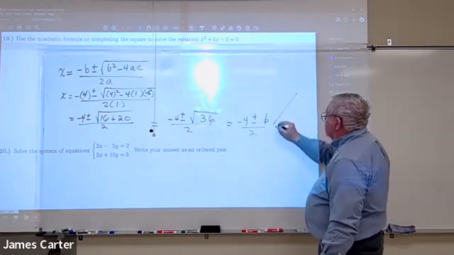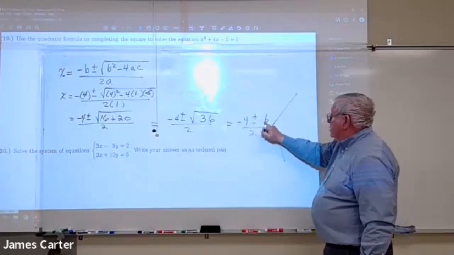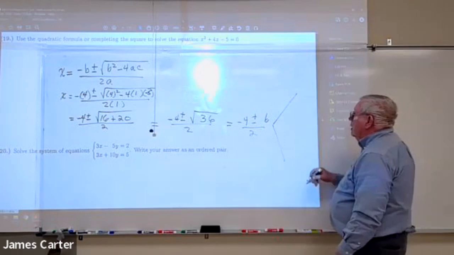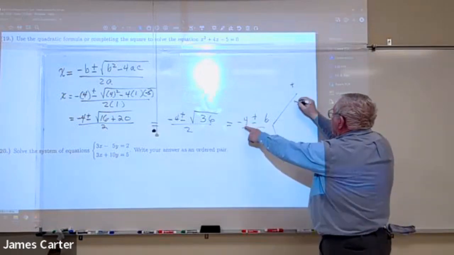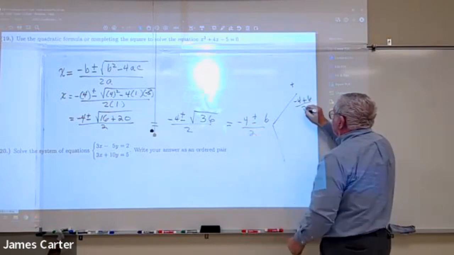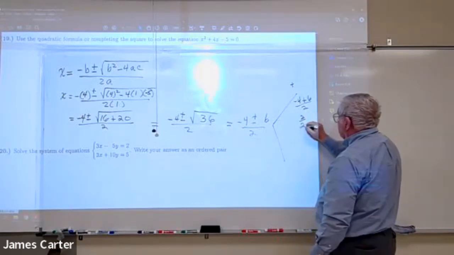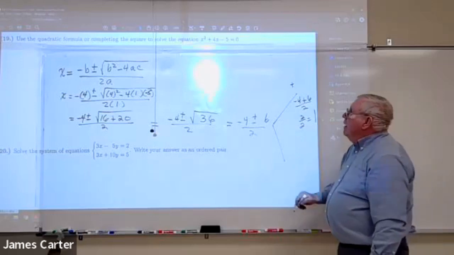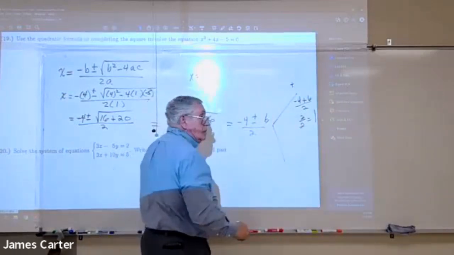And now this breaks out into the 2 problems. And that, by the way, that's a 6, not a B. Okay? So for the plus side, I've got -4 plus 6 over 2, which is equal to 2 over 2, which is equal to 1. So one of my answers is x equals 1.